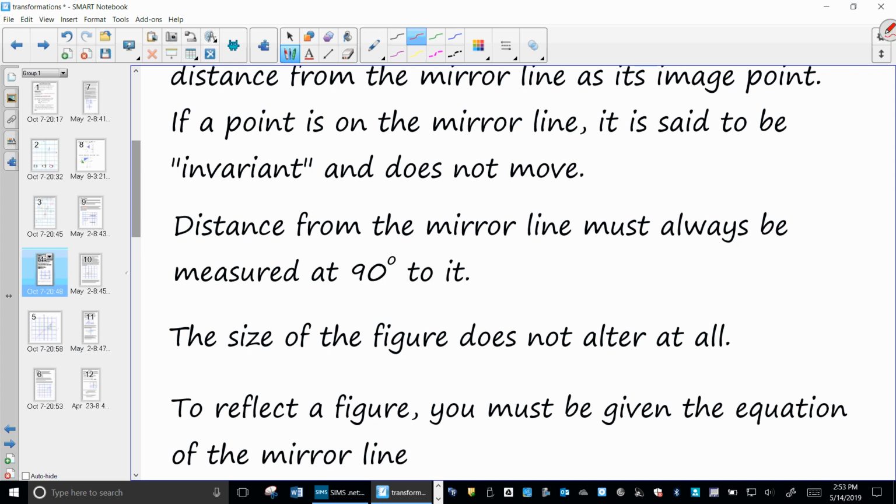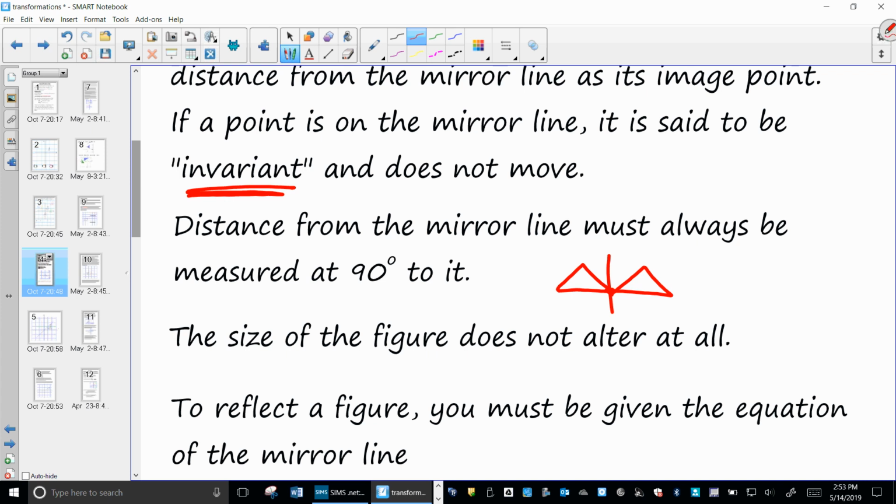Okay? Right, now, if a point is on the mirror line, so if actually something was sitting on the mirror line, when we reflect it, it's obviously not going to move, is it? Yes, it's going to be in the same place. So, for example, if this was my mirror line and this was my shape, if that sat there, then when I reflect it, it hasn't gone anywhere, yes? And that's what we call an invariant point, invariant. And so that means it doesn't move anywhere, it's the same position.